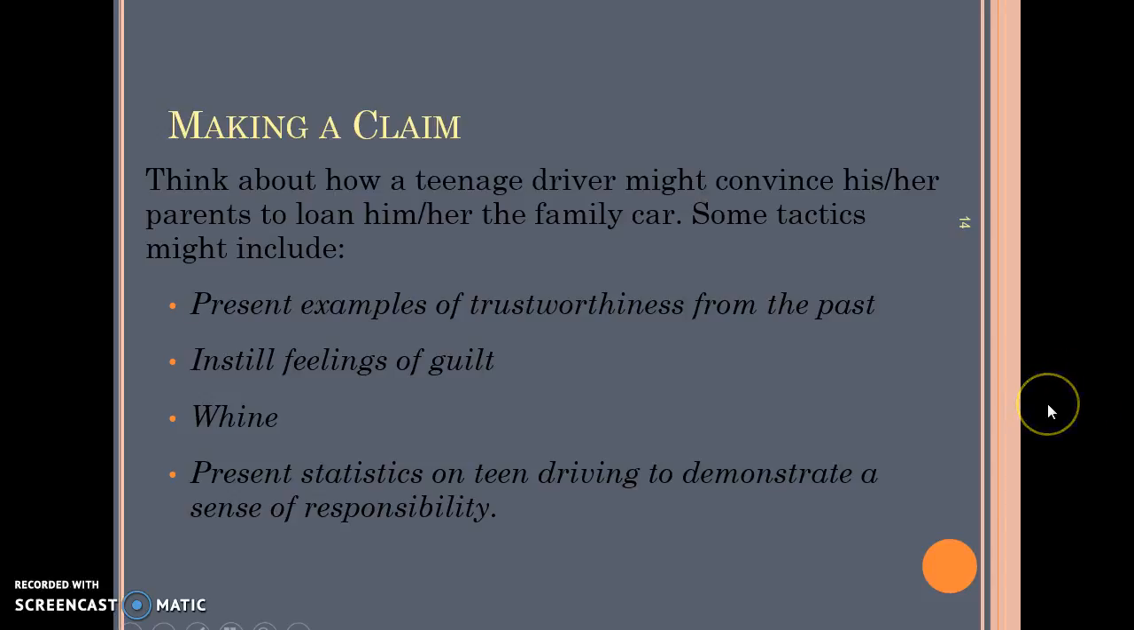Let's look at it this way. So, making a claim. Think about how a teenage driver might convince his or her parents to loan him or her the family car. Some tactics might include: present examples of trustworthiness from the past, instill feelings of guilt, whine, present statistics on teen driving to demonstrate a sense of responsibility.